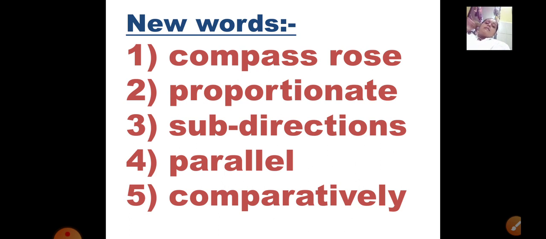Fifth one, COMPARATIVELY, comparatively. Comparatively means when you compare two things, or when you compare one thing with many other things, that means something is less or something is more in that particular thing or object you are comparing. Now are you clear, and do you know the meaning of each new word we learned just now? I hope students you have made a note of all these new words in your notebook. So let us begin.